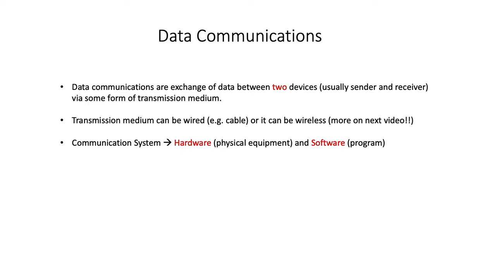There has to be some form of transmission medium involved in data communications, and it can be wired or wireless. For successful communication to occur, the communicating devices must be a part of a communication system made up of a combination of physical equipment, which is known as hardware, and also programs known as software.